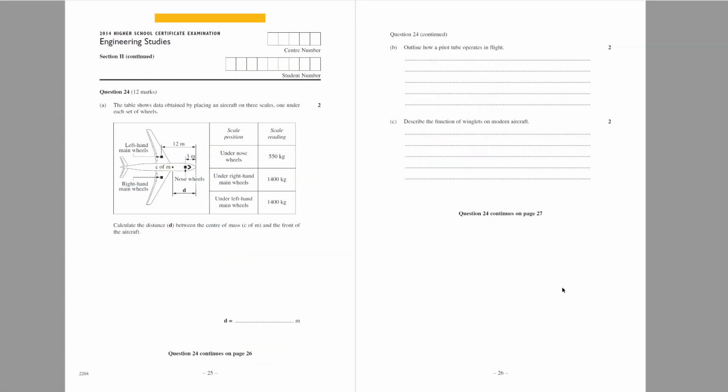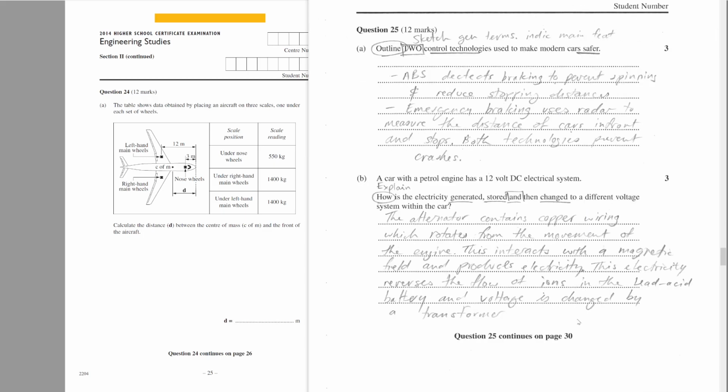I think we're finally at the point where I haven't left anything behind. Sorry for jumping around. I appreciate that if you were trying to mark your homework, that would have been really annoying. Okay, so I wrote ABS detects braking to prevent spinning and reduces stopping distances. I talked about how ABS is not very great for gravel. Emergency braking uses radar, so I think it's automated emergency braking, AEB. I wrote that emergency braking uses radar to measure the distance of the cars in front, and it stops.